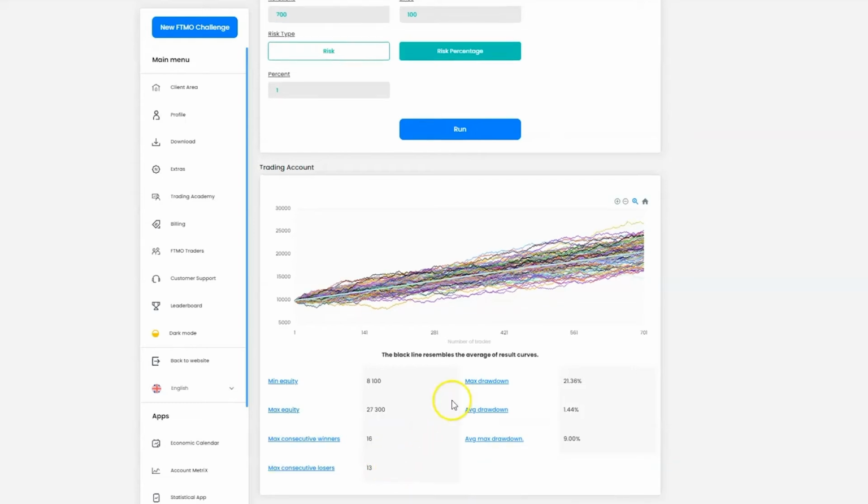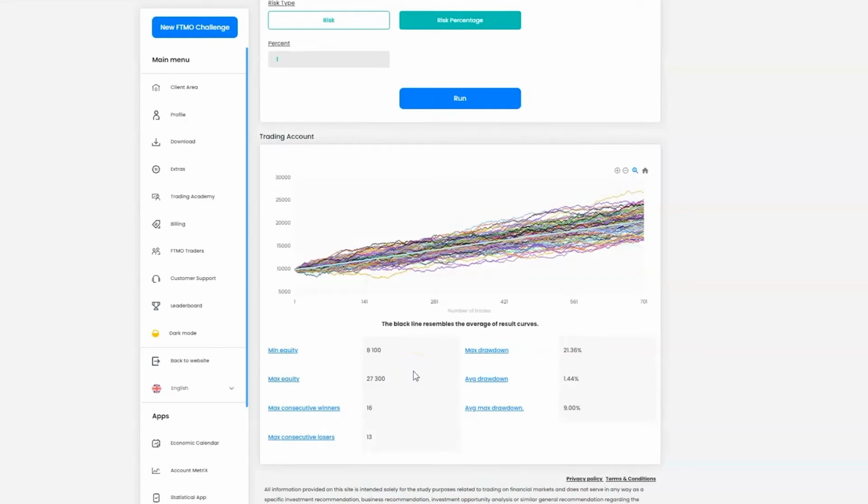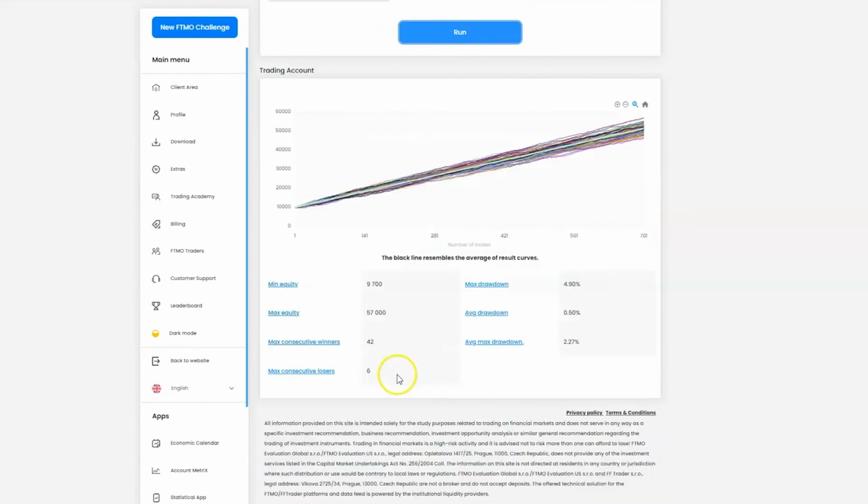So even on a 58% win rate strategy, over time we could have seen a 13 consecutive losing streak, which helps us to plan for that. Now even on an 80% win rate strategy, if we put that in on here, over 700 iterations, then a losing run of 8 could be seen, right?